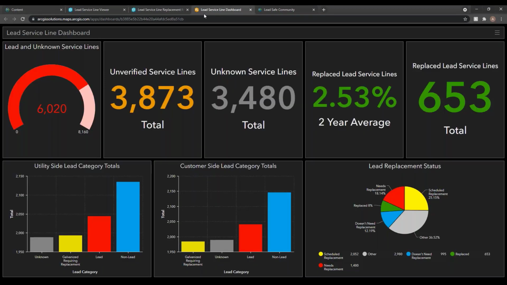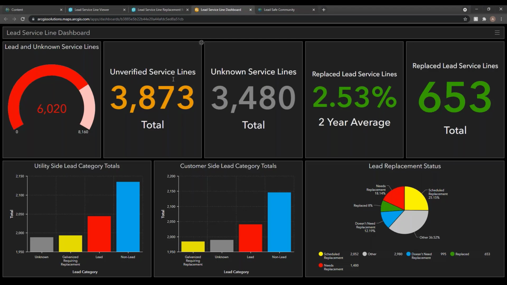In the dashboard, this can be used to see high-level statistics of lead in the system. We have, going from left to right, lead and unknown service lines gauge. So the reason we've combined lead and unknown together is that unknown, according to the lead and copper rule revision, unknown is assumed to be lead until it is verified to not be lead. So that's why, going back to our lead service line viewer, it is important to know which materials have been verified and which ones have not been verified. And this is working against the total count of service lines in your system.